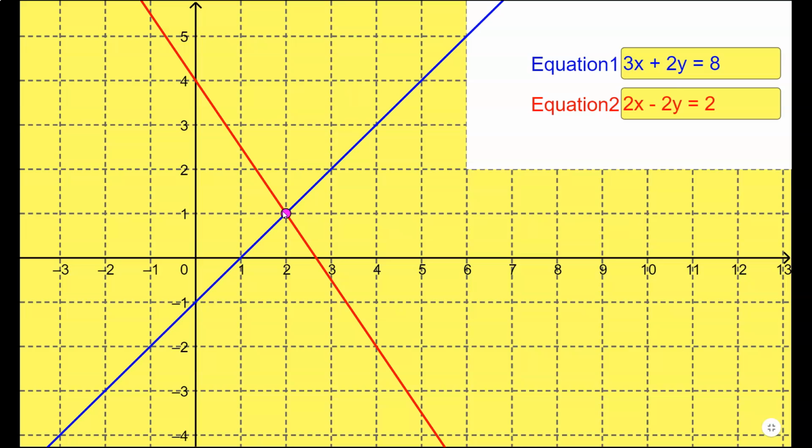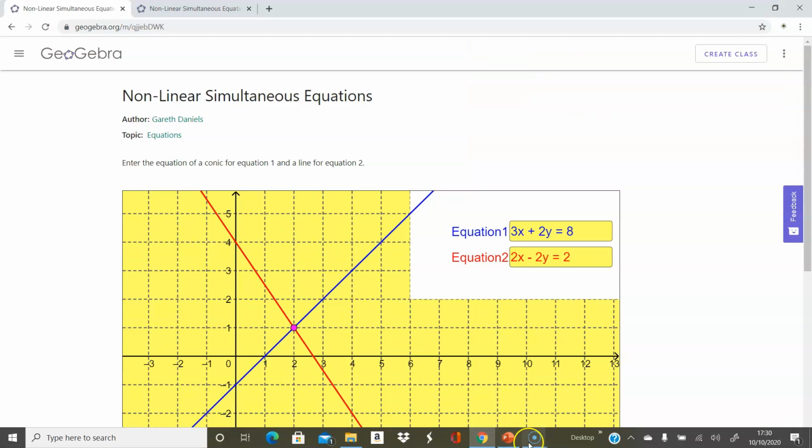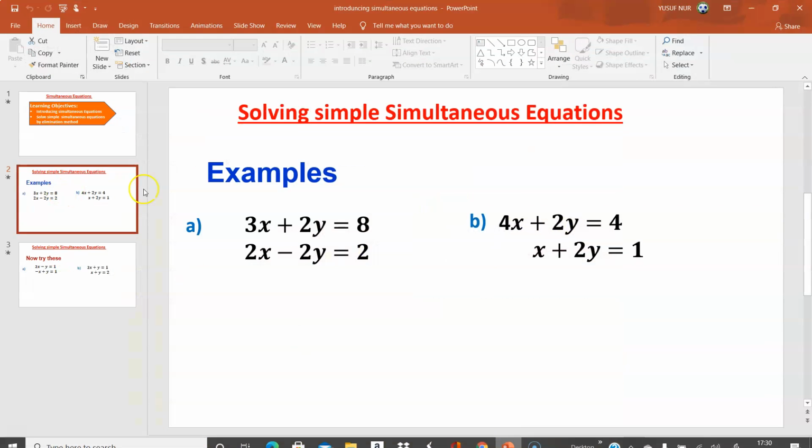So to solve simultaneous equations graphically, you need to plot the two lines or two graphs, and when you plot them, if they have one point in common, that point is the solution of the simultaneous equations. You note down the coordinates of this point. That's how you solve simultaneous equations graphically. Let us see how we can solve them algebraically.